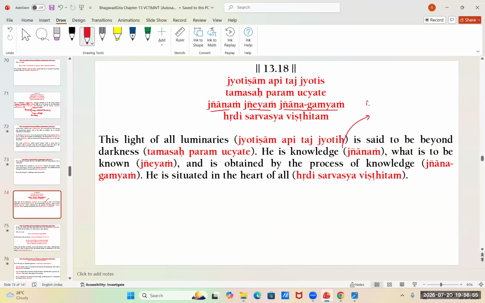How did Krishna define knowledge? Who will tell? What is knowledge? Krishna had mentioned it. Who will answer this? Govind Nandini Mataji, Hare Krishna Prabhu. What is knowledge? Yes, Sri Lalita Mataji.